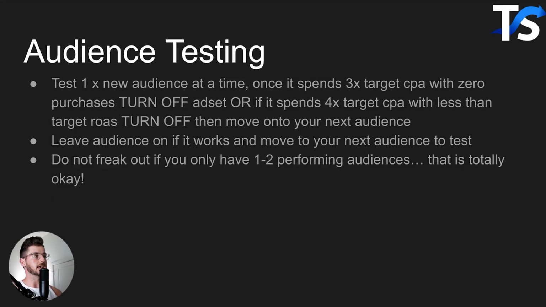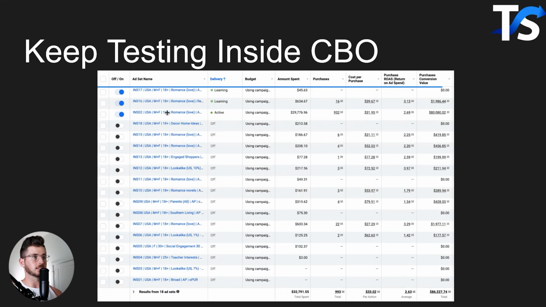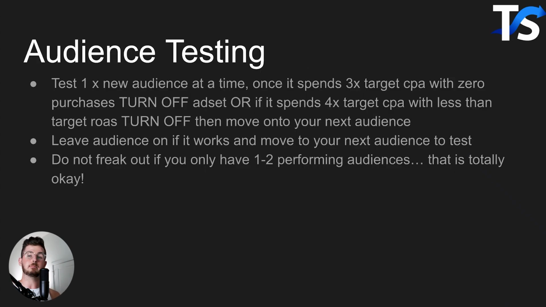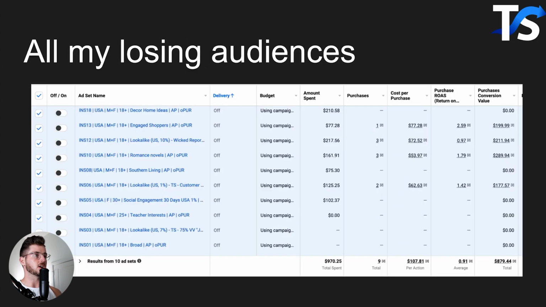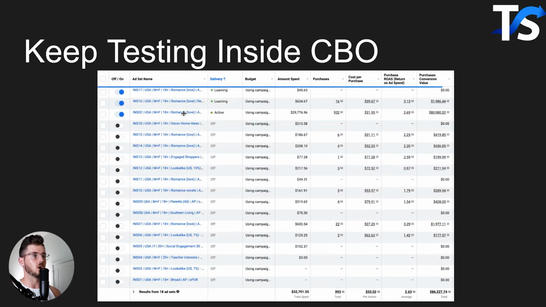Now, audience testing. Okay. What we're gonna do is duplicate our best performing ad set. So it's this one right here, but we're gonna leave all of those ads in it that are currently running right now and doing good. We're gonna leave them in. Do not touch those ads. Duplicate that ad set, and all you want to do is swap in a new audience. So in this case right here, our winning audience right now is this romance audience.